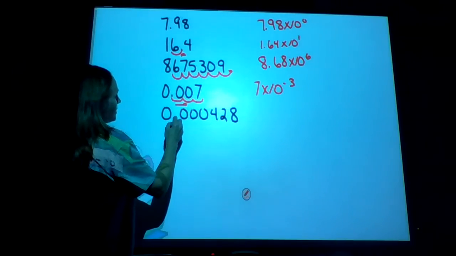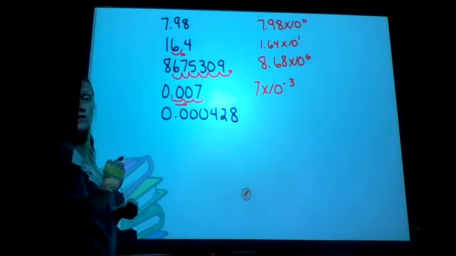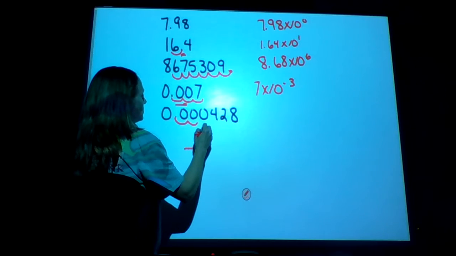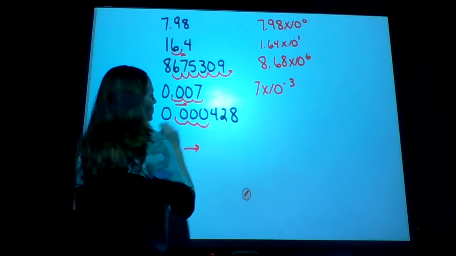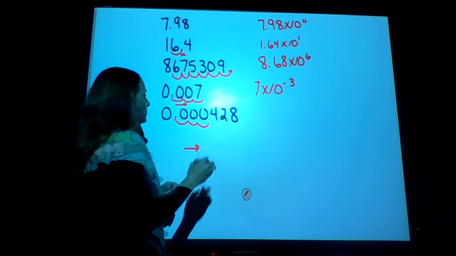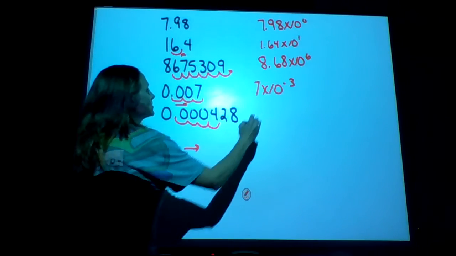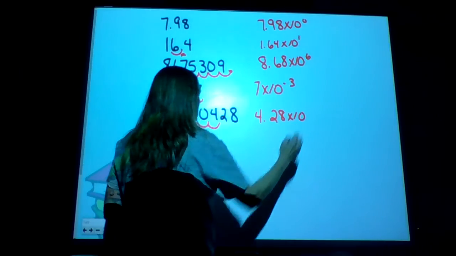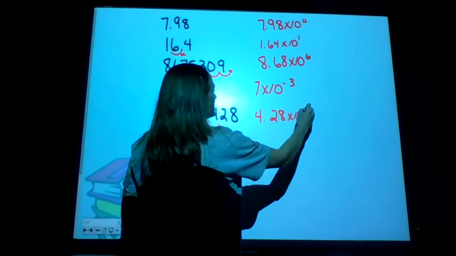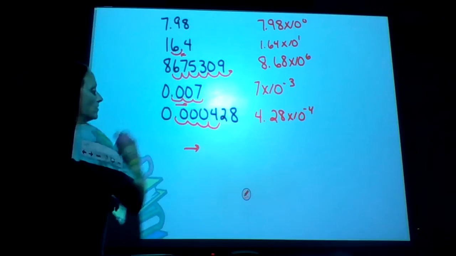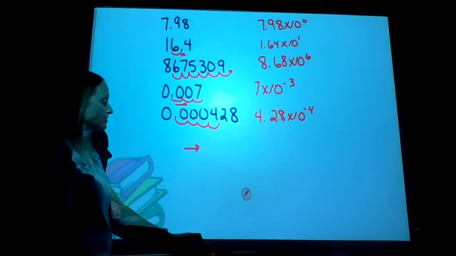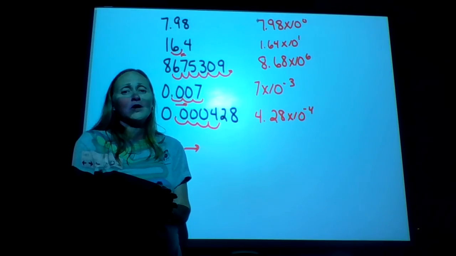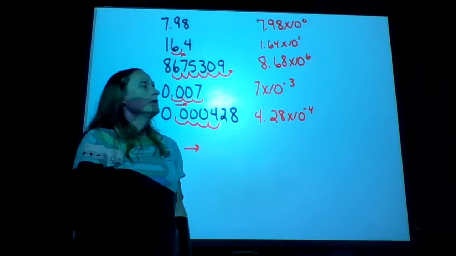And this number here, again, our number is less than 1, so we're going to move it to the right. How many places? 1, 2, 3. We need to keep going because 0.4 is not between 1 and 10, so we'll go here. So we'll have 4.28 times 10, and that was 4 places, and it's negative 4, again, because our number is less than 1 that we're starting with.